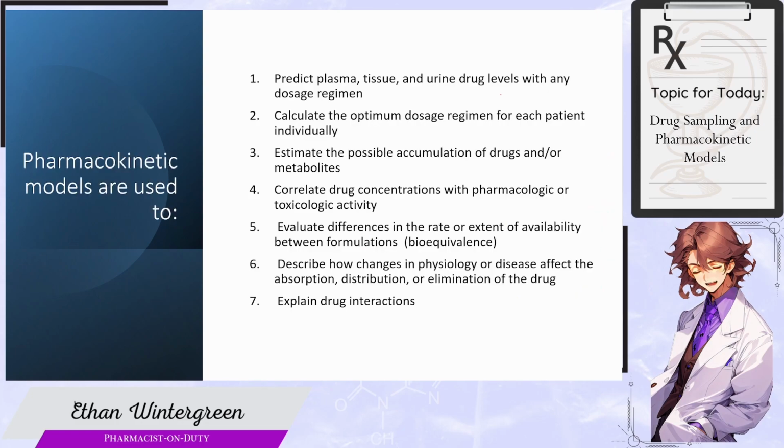Pharmacokinetic models are used to the following: predict plasma, tissue, and urine drug levels, calculate optimum dosage regimens, estimate the possible accumulation of drugs, correlate drug concentrations with pharmacologic or toxicologic activity, evaluate differences in the rate or extent of availability between formulations or when testing bioequivalence, describe how changes in physiology or disease affect the LADMER processes, and also it can be used to explain drug interactions.